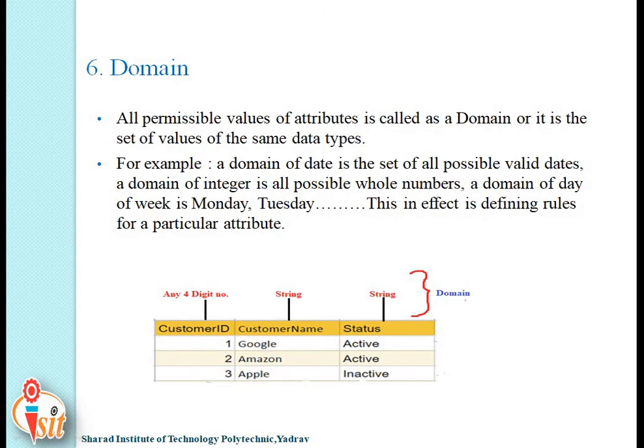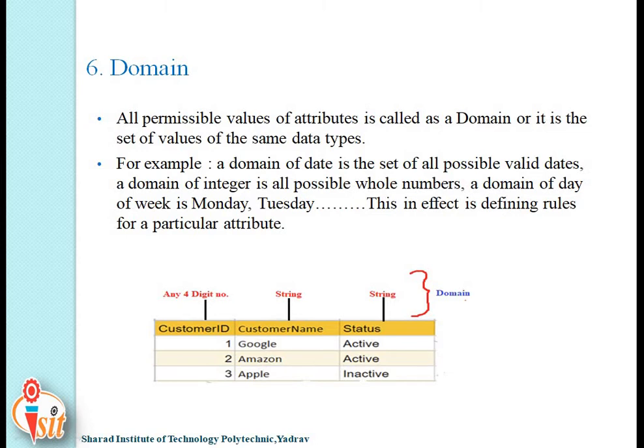Now the next concept is domain. What is a domain? All permissible values of an attribute are called a domain, or the set of values of the same data type is known as a domain. Or you can say it is a set of allowed values for one or more attributes.